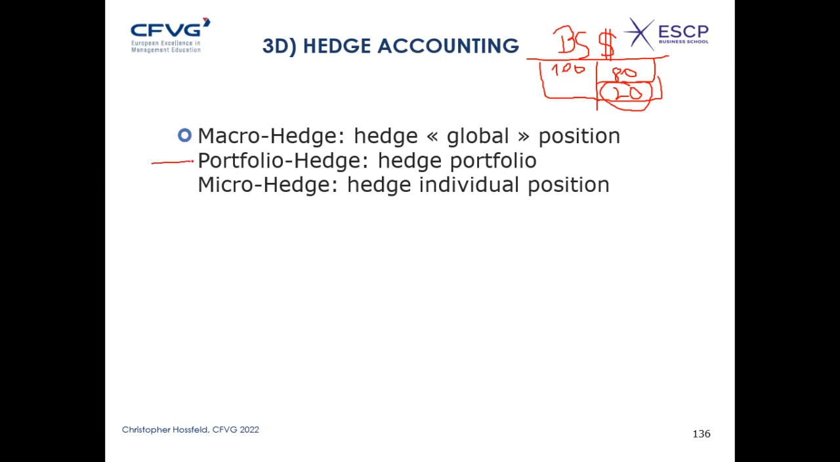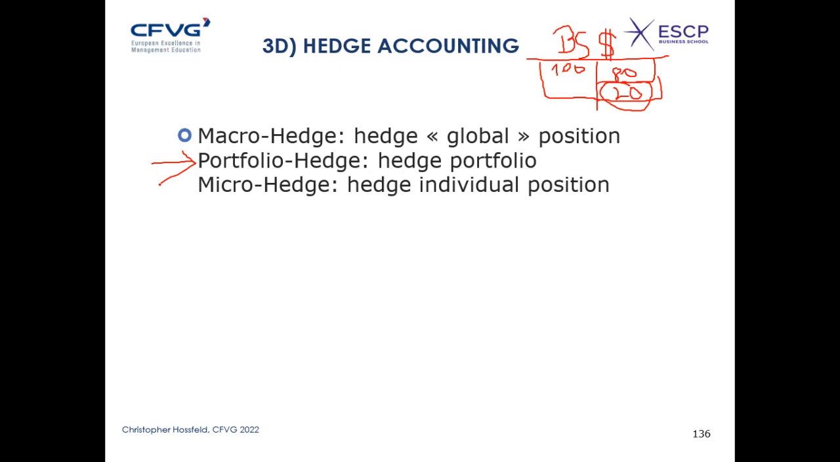Okay. Secondly, we can do a portfolio hedge. Portfolio hedge means I have my dollar positions, but I cut them into different portfolios. So maybe I have operating activities in dollar, assets, liabilities. Maybe I have financial activities, assets and liabilities in dollar. So I would create an operating portfolio and a financial portfolio, for example. And then I would do one hedge for each portfolio. So if I have two portfolios, I would do two hedges, one for each portfolio.